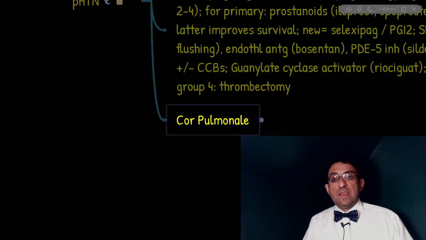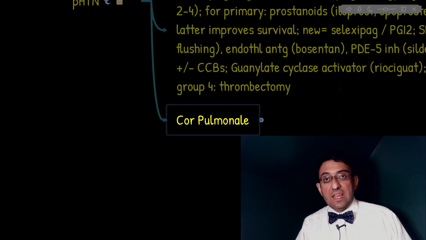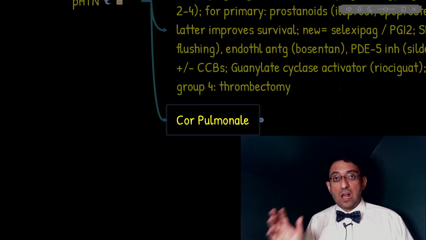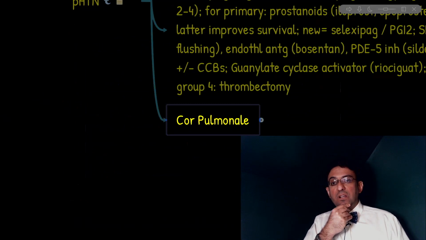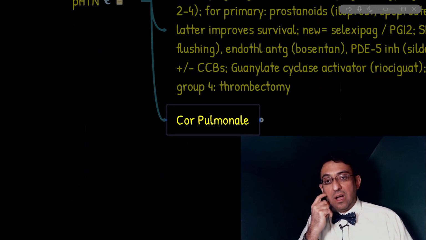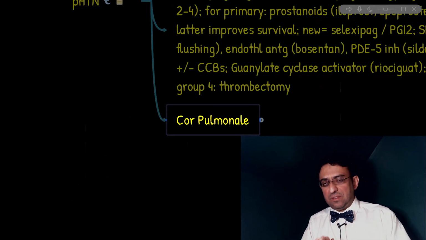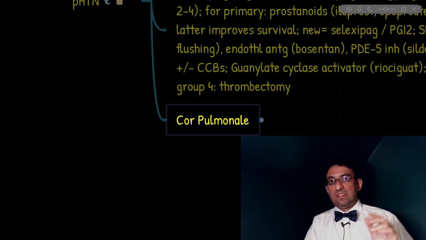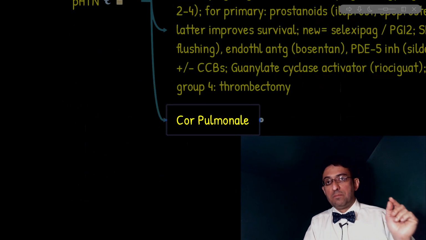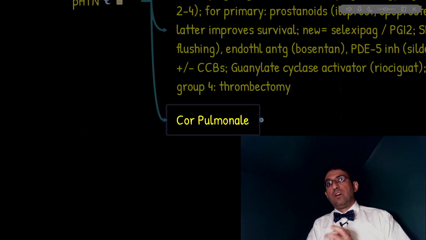What is it? It is right ventricular failure, not due to left ventricular failure, but due to lung disease. Pulmonale means due to lung, cor means heart. Now, why do we need to emphasize this definition? Because the most common cause of right ventricular failure is left ventricular failure. But in this condition, we are dealing with a pathology in which we have right ventricular failure, but it is not due to left ventricular failure, but most specifically is due to lung disease.